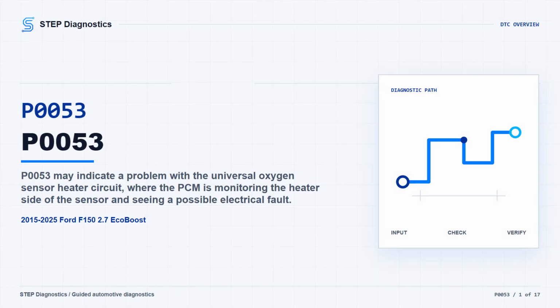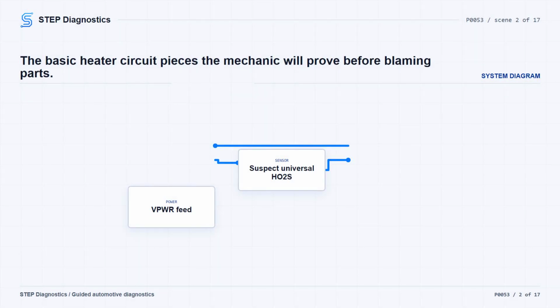On this 2.7-liter EcoBoost, 238 kilowatts to 324 PS, Ford F150, P0053 may point to a problem in the universal oxygen sensor heater circuit. The truck may only show a check engine light, and it can still seem to run normally, but heater circuit faults can affect how quickly the sensor comes online and how confidently the PCM can manage fuel control. The possible fault areas often include the sensor heater, the power feed, the heater control circuit, related signal and reference circuits, connector condition, harness damage, or only after the circuit checks, a possible module side issue.